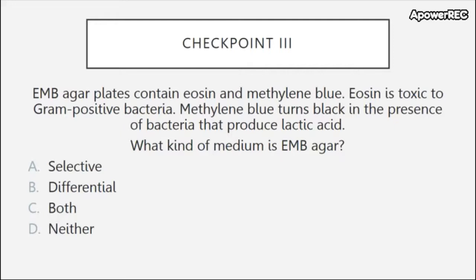EMB agar contains eosin and methylene blue. Eosin is toxic to gram-positive bacteria. Methylene blue turns black in the presence of bacteria that produce lactic acid. What kind of medium is EMB agar? Selective, differential, both, or neither?